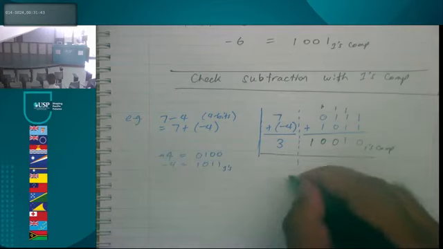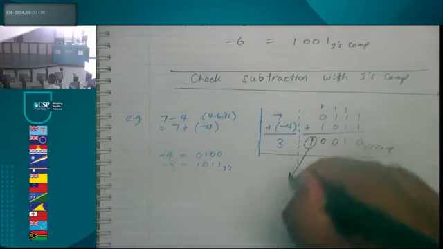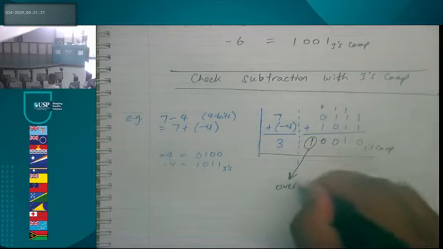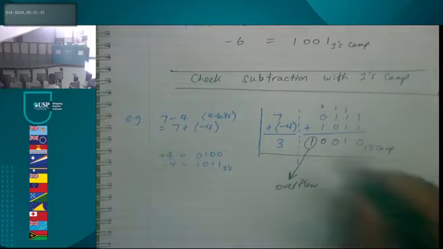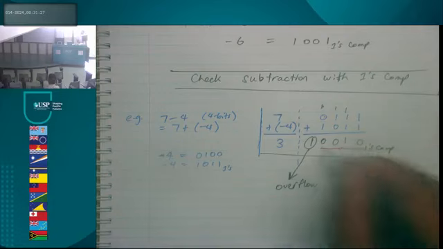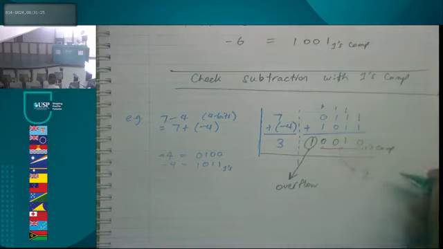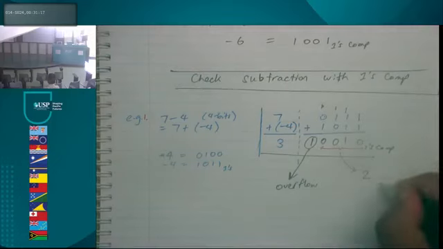So we have 1, okay, what does this become? Overflow. All right, so what is our answer? The stored answer is 2. Okay, let's do another example. So it's wrong. We know it's wrong.